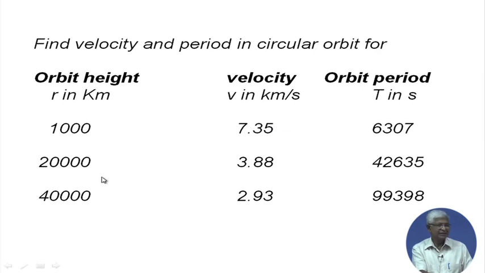So looking at the table, these numbers give us some indication, that as we increase the orbital height, based on natural law, the velocity of the satellite or that particular spacecraft is reducing, and it is taking more time to complete the orbit. It is a circular orbit.